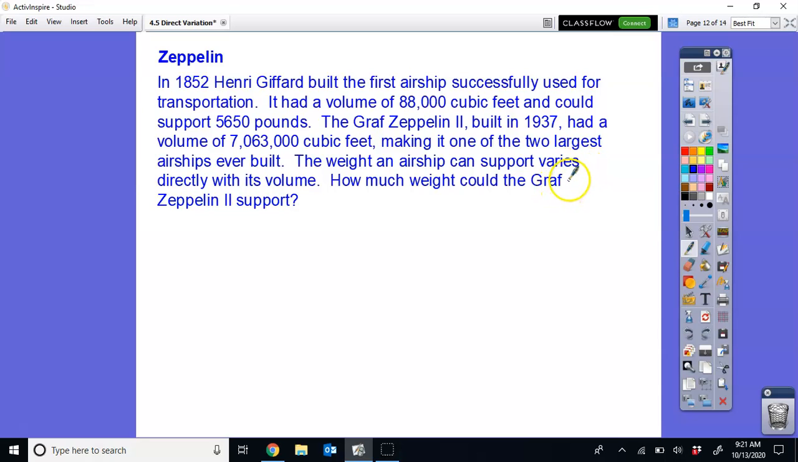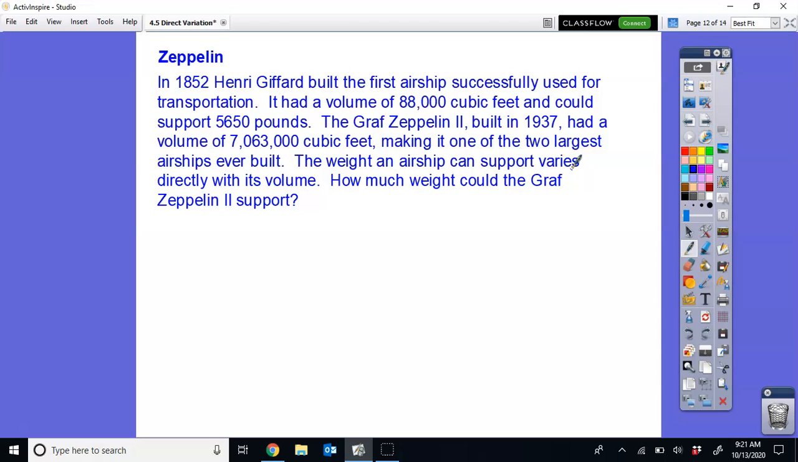The Graf Zeppelin II, any of you that are into music know that the Led Zeppelin name is a play on the words, the fact of a Zeppelin that's falling to the earth, which is basically a big blimp. It's a little different, but basically the same idea. The Graf Zeppelin, built in 1937, had a volume of 7,063,000 cubic feet, making it one of the two largest airships ever built.